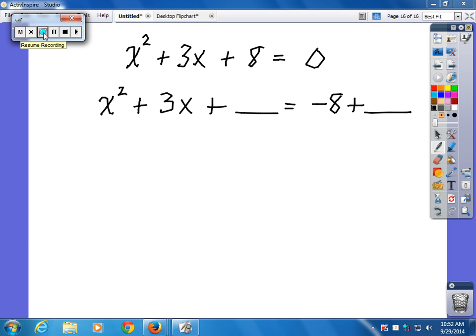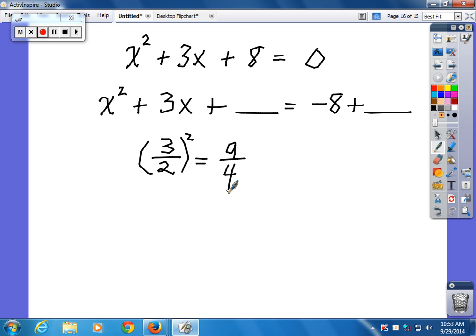Students get to this point and they go, okay, I need to take b divided by 2. And they just stop. 3 divided by 2, I think about 3 divided by 2. Yeah, you can. 3 divided by 2 and squared. And what's 3 halves squared? 9/4. Piece of cake.